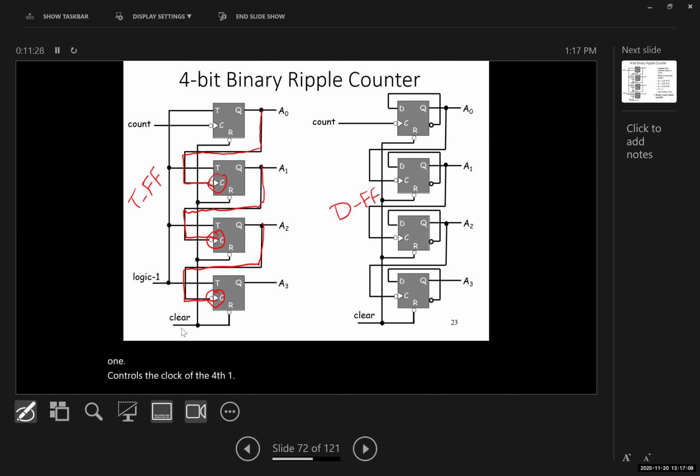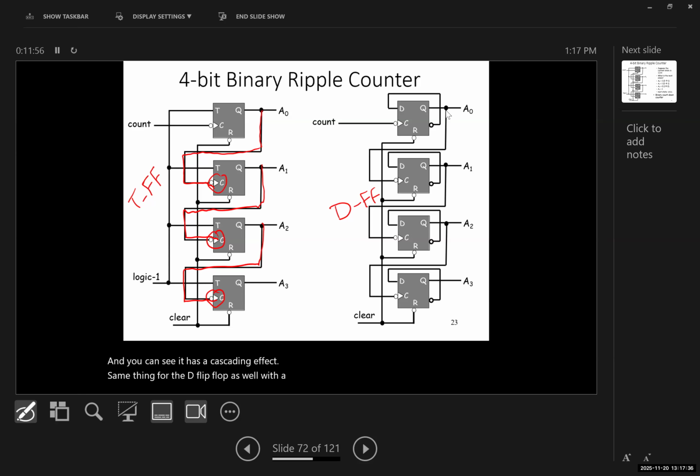So if the first flip-flop is not activated, the second one would not be activated. If the second one is not activated, the third one won't be. So if the first one is not activated, all the flip-flops coming after that would not be activated at all. And you can see it has a cascading effect. Same thing for the D flip-flop as well, with a small tweak.